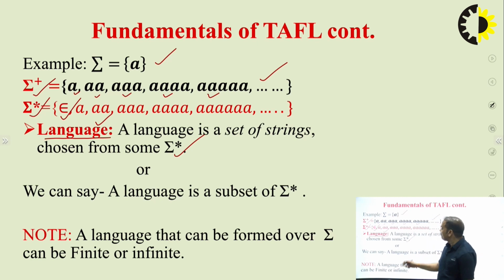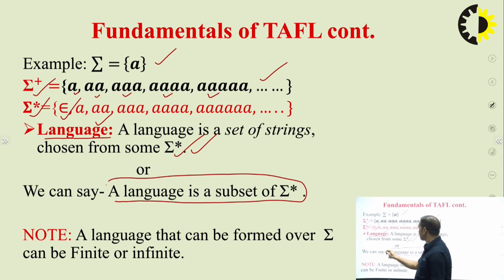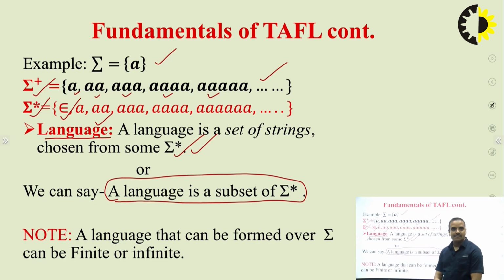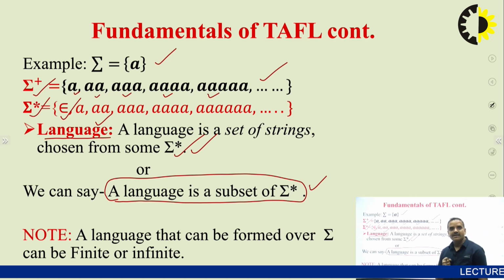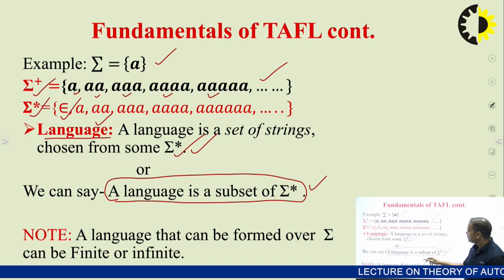But here we have to define language as a set of strings, and a string is a sequence, and a sequence means a sequence of alphabets, and the unit of symbol is called an alphabet, which may be 1, which may be 2, or which may be A, B, C, D, etc. Now, we can say a language is a subset of sigma star. This is the main point where we have summarized the language in terms of a subset of sigma star. Sigma star contains the set of all strings, and by taking some strings and forming another set, that set is called a language.